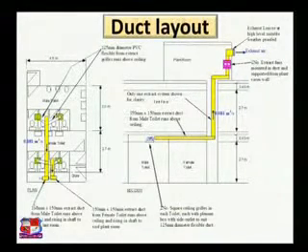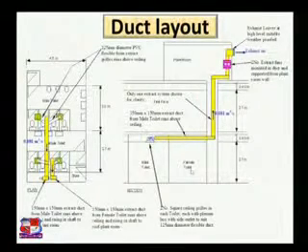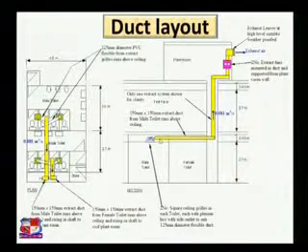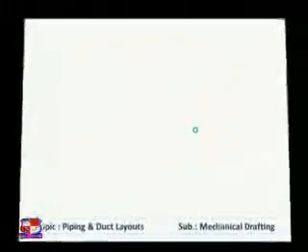Here a 150 by 150 mm extract duct from the male toilet runs above the ceiling and rises in a shaft to the roof plant room. It is shown over here. And here 2 square ceiling grilles in each toilet are provided. This is a male toilet, this is a female toilet, each with a plenum box with side outlet to suit 125 mm diameter flexible duct. It is shown over here. So this is the interpretation of the given duct layout.